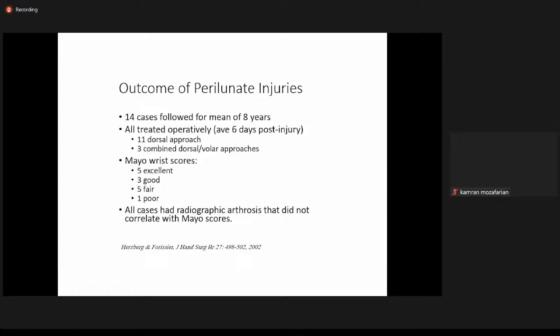According to a study by Herzberg and colleagues, 14 cases followed for a mean of 8 years, all treated operatively, 11 via dorsal approach and 3 via combined dorsal and volar approaches. Mayo wrist scores were excellent in 5, good in 3, fair in 5, and 1 patient had poor results. All cases had radiographic arthrosis that did not correlate with Mayo scores.